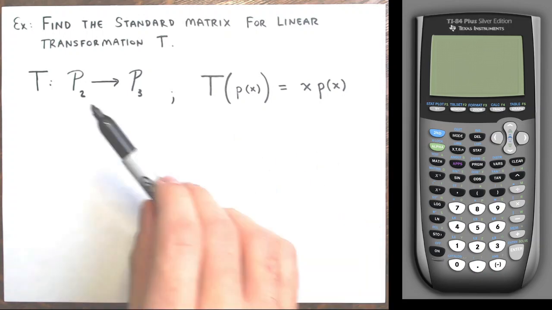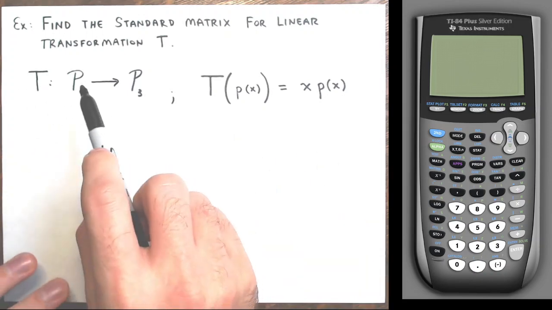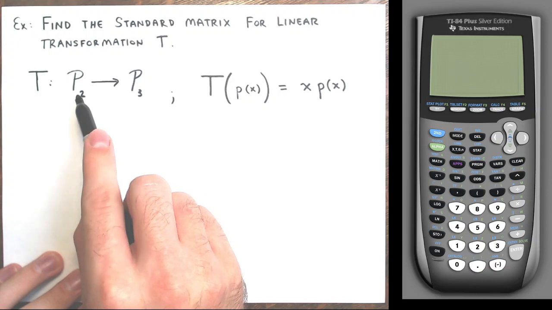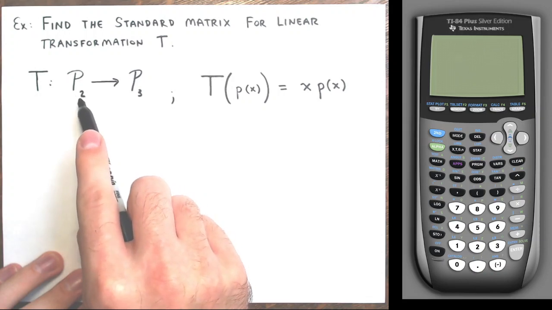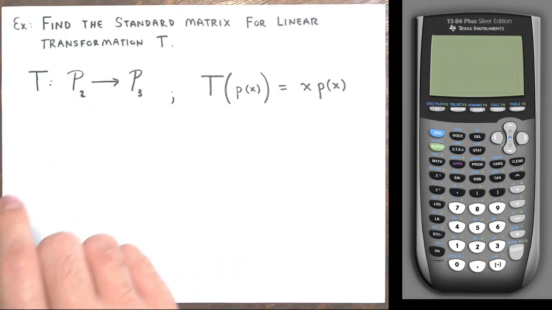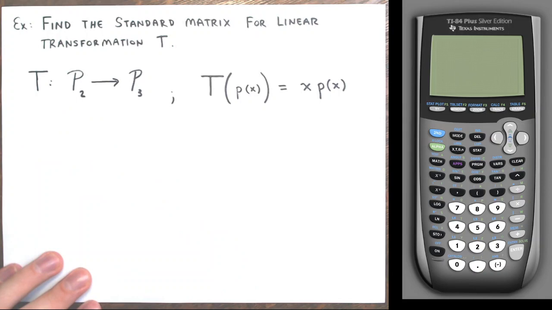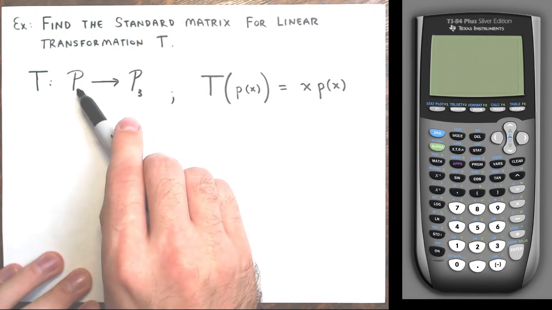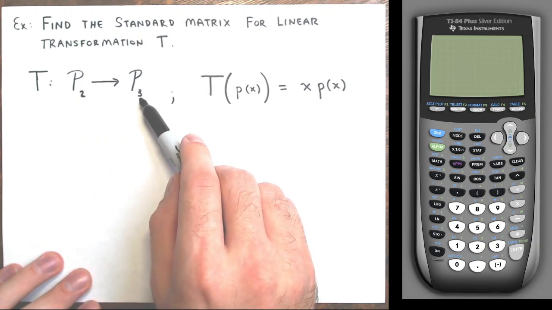All right, so here T is a transformation between this. Remember this P2, the set of all polynomials of degree 2 or less, and again, under standard operations. If I don't specify operations, just assume it's standard: the normal way you add polynomials, the normal way you multiply polynomials by scalars. And it's from P2 to P3, where again this is the set of all polynomials of degree 3 or less.